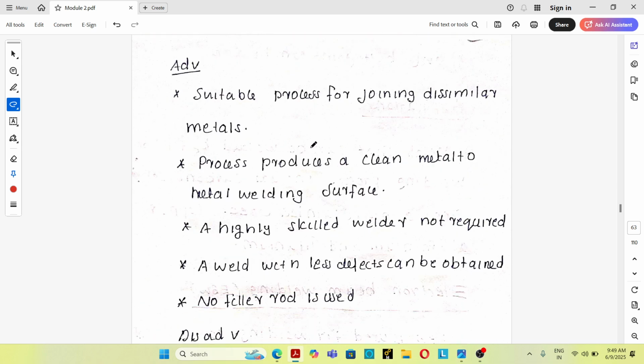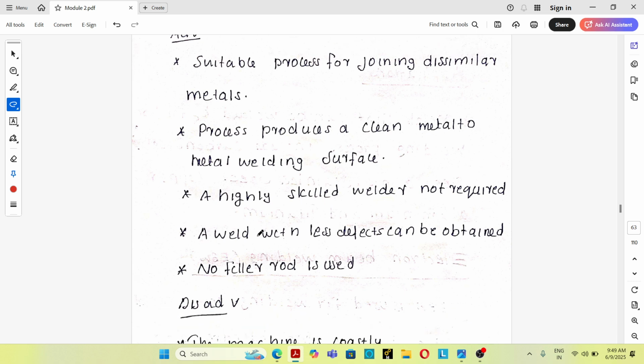So what are the advantages of the friction welding process? Suitable process for joining dissimilar metals. The process produces a clean metal to metal welding surface. A highly skilled welder is not required. Welds with fewer defects can be obtained and no filler rod is used. So these are the advantages of the friction welding process.